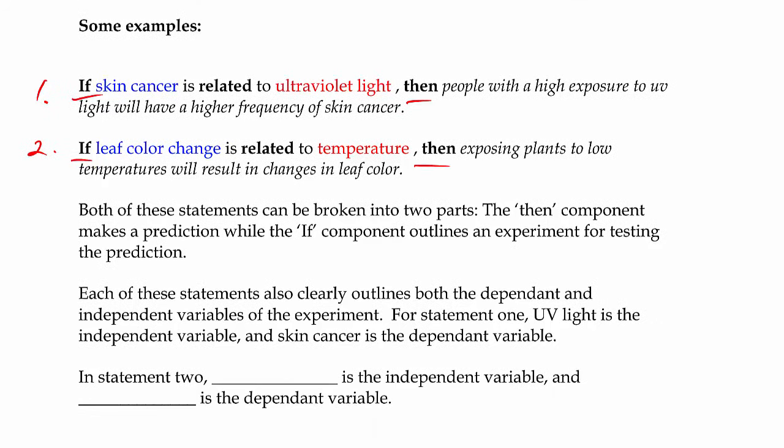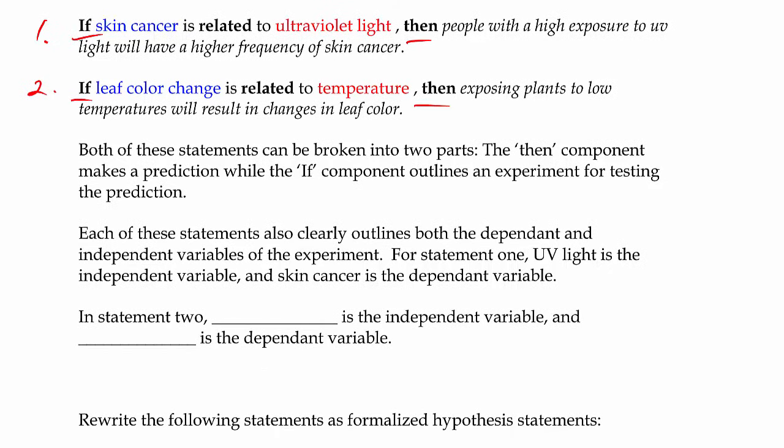Point is, both of these statements can be broken into two parts. Take a look at the second one. If leaf color change is related to temperature, then exposing plants to low temperatures, and by the way, it could be high temperatures, will result in changes in leaf color, as long as you don't go too high, right, or too low. The then component makes a prediction, while the if component outlines an experiment for testing that prediction. Each of these statements also clearly outlines both the dependent and independent variables.